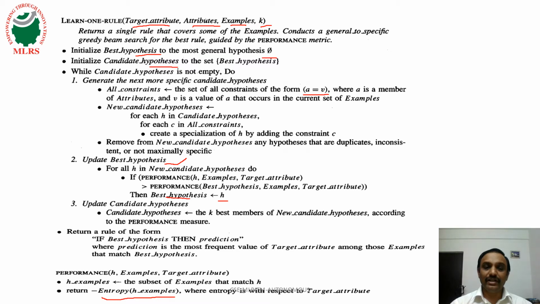After that, we have to return a rule of the form. In learn one rule, in every iteration, it has to return one rule. That is the best rule we are considering. If best hypothesis, then prediction. Prediction is the most frequent value of the target attribute. By considering that, we have to return one rule. So these are the steps we have to follow in the learn one rule algorithm. This one we have to use in our sequential covering algorithm.